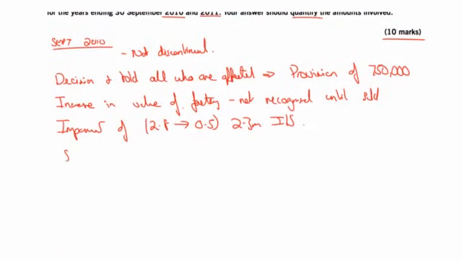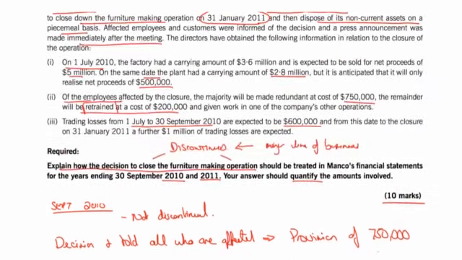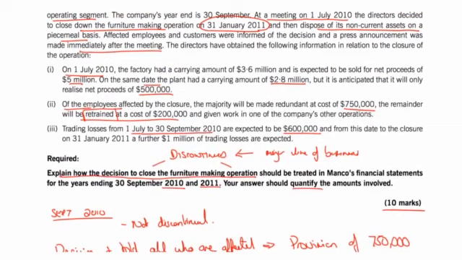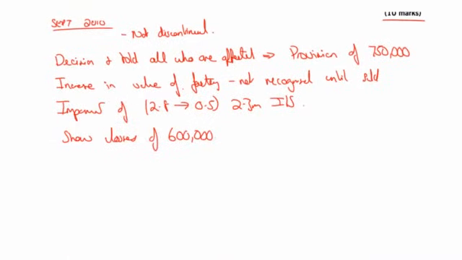Trading losses from the 1st of July to the end of our year are expected to be 600,000. Okay, so we would show the losses of 600,000, not in discontinued though, in continuing, because it hasn't discontinued yet. And from this date to the closure, a further 1 million. Well, the further 1 million losses will be shown next year. You can't provide for next year's losses. So that's pretty much 2010 done.